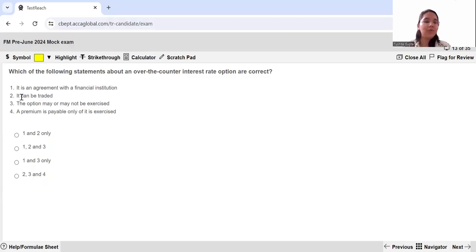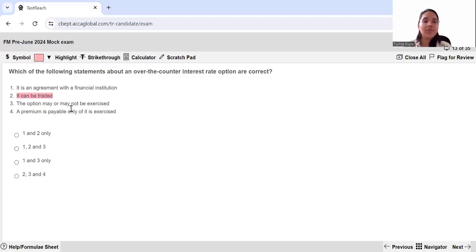It can be traded. No, it cannot be, because these are over the counter. These are customized, especially for the person who is getting into this agreement. They cannot be traded on the market. So option 2 over here is incorrect. I can mark it with red.